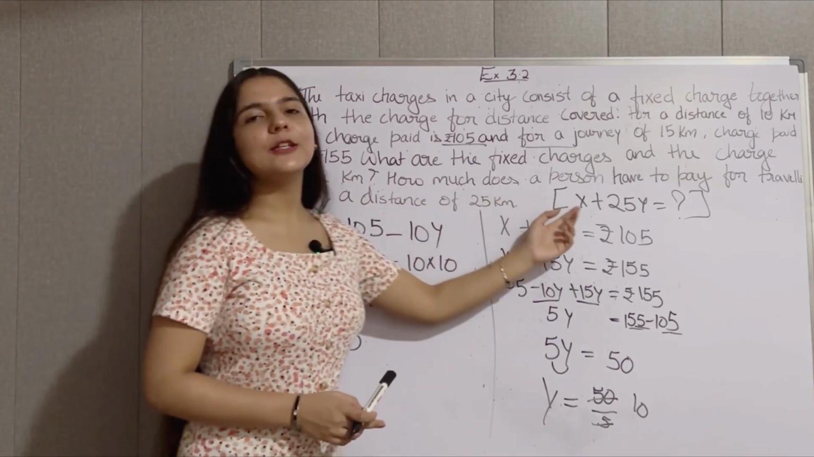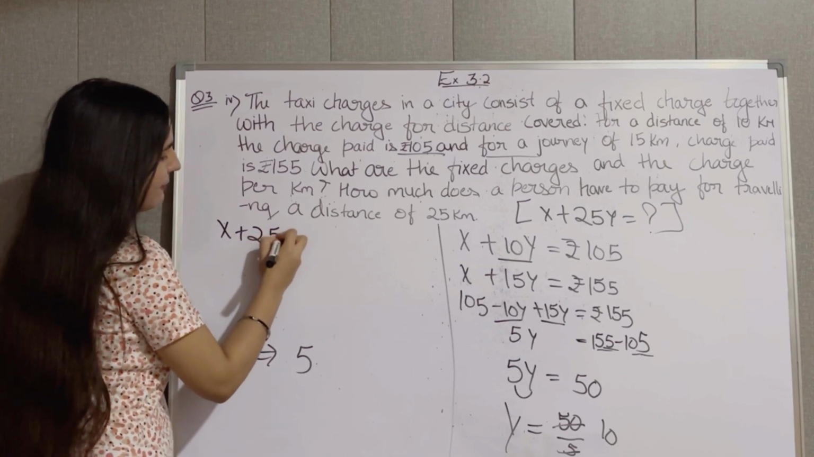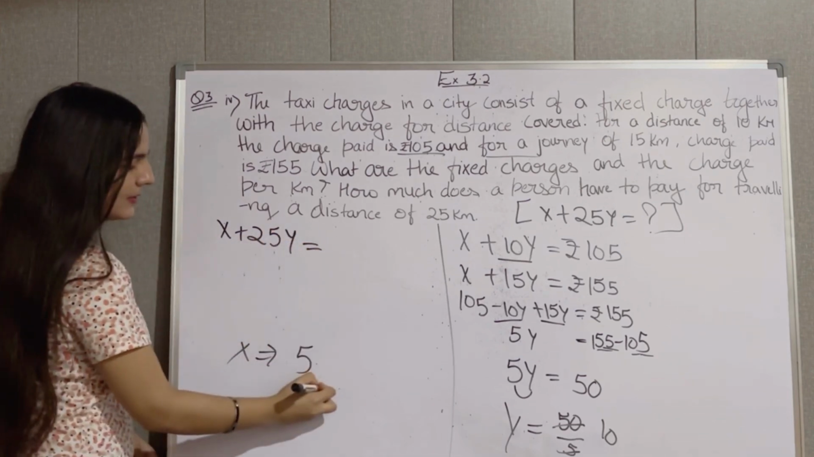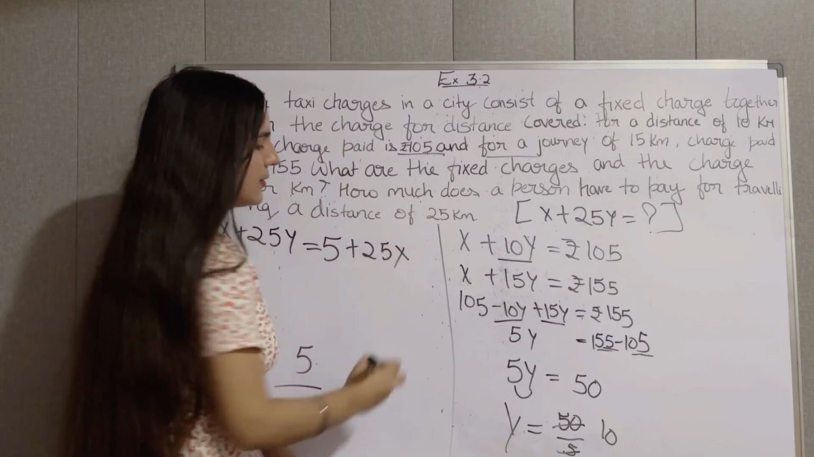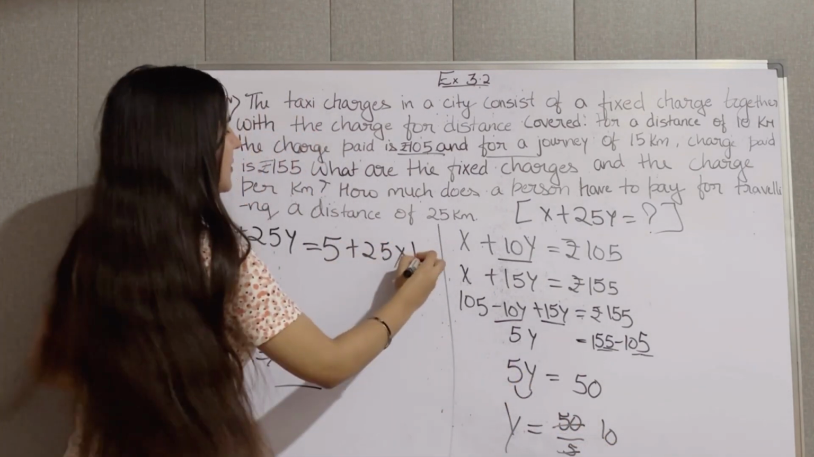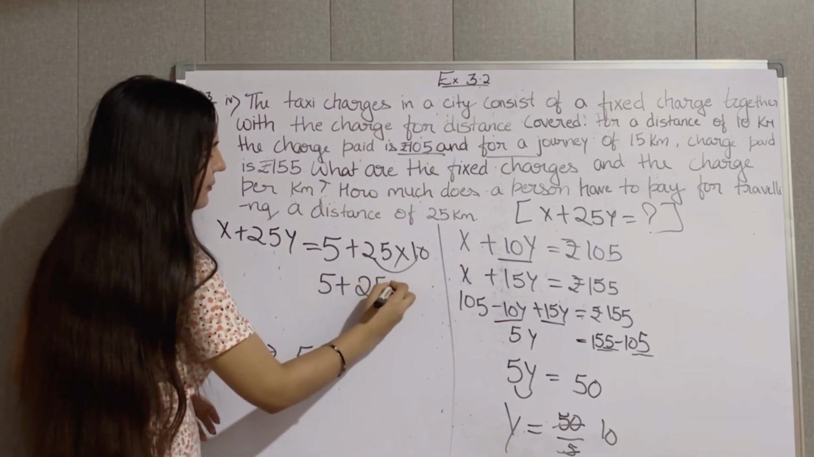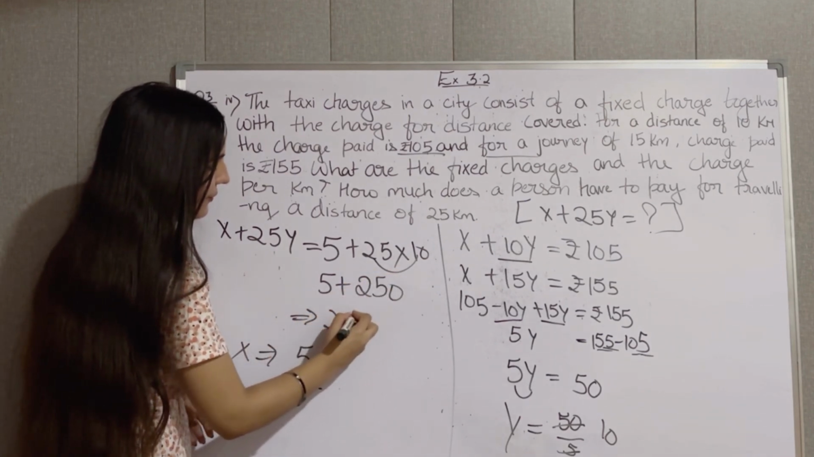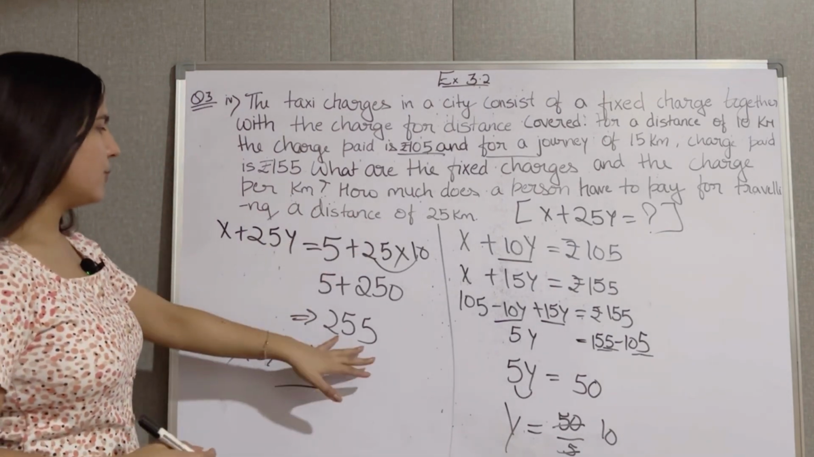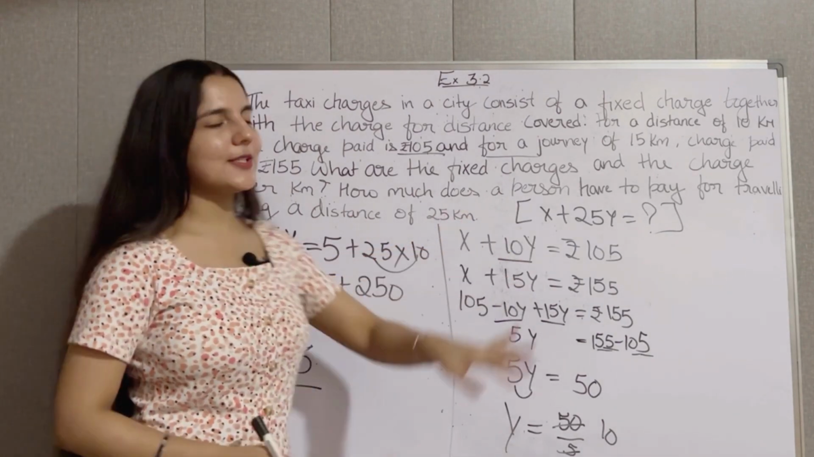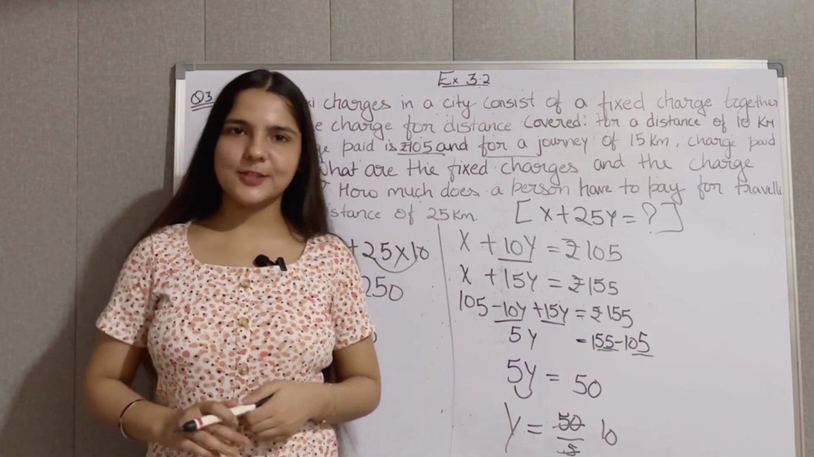Now we'll find the value of this given expression. The expression is x plus 25y. So in place of x we'll write 5 plus 25 into, in place of y we'll write 10. So 5 plus 25 tens are 250, so 255 is the required answer. So the person has to pay rupees 255 for traveling 25 km. I hope this is clear. Now let's solve the next part.